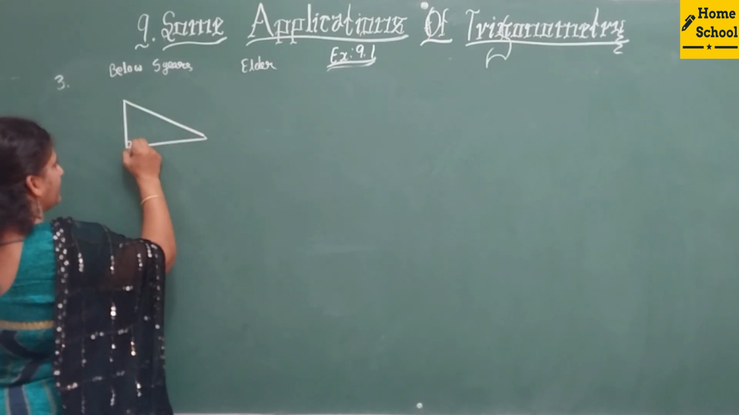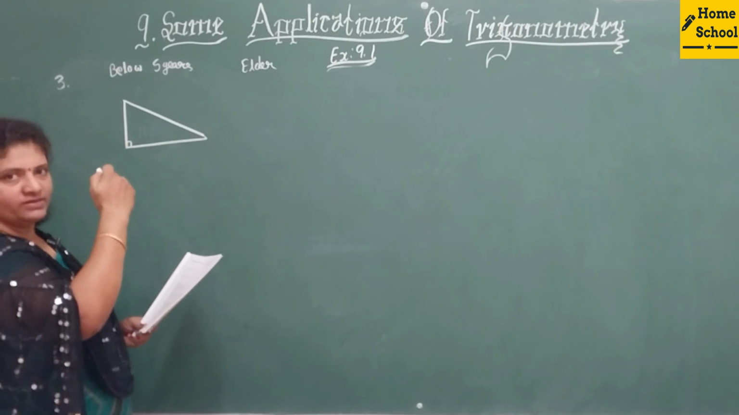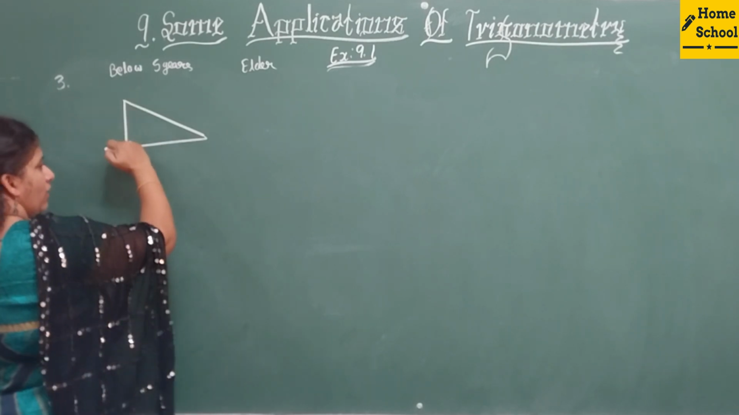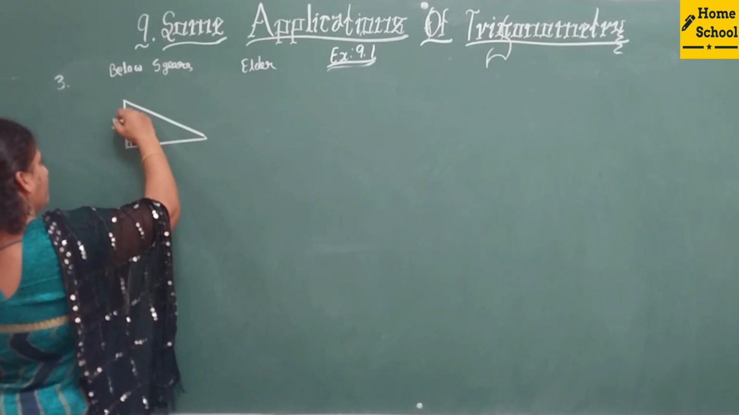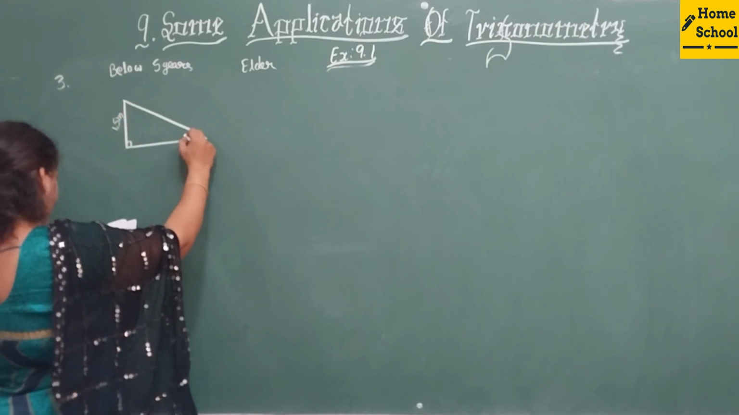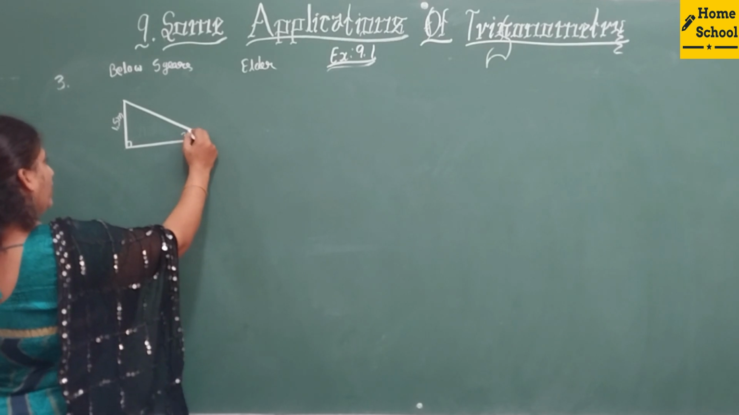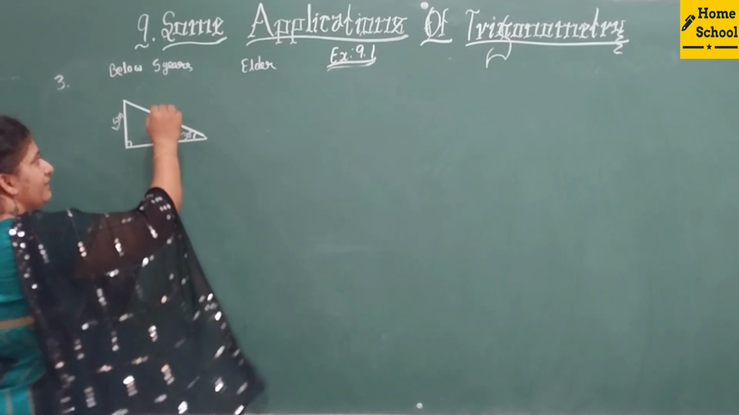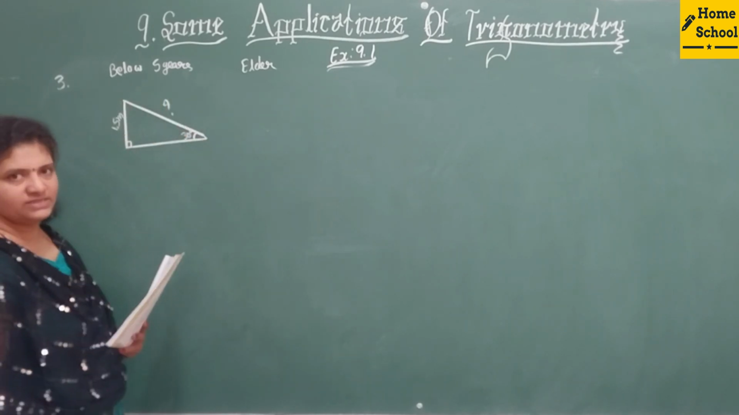This will be perpendicular. For below 5 years, the height of the slide above the ground is 1.5 meter and this slide makes an angle of 30 degree to the ground. Find the length of the slide.